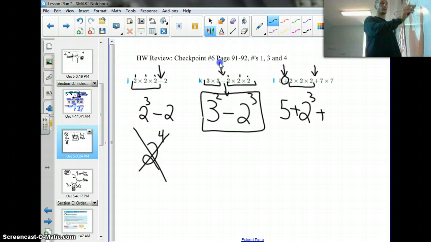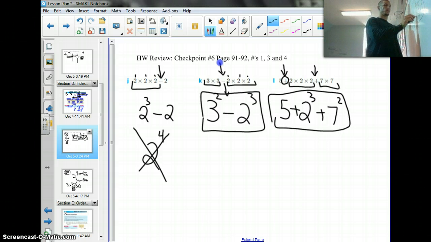There's a plus sign, and then there are 2 7s being multiplied together. And that's your final answer. Okay? This is actually from question 4, I believe. Okay, this is from question 4 on checkpoint 6, which is page 91-92.